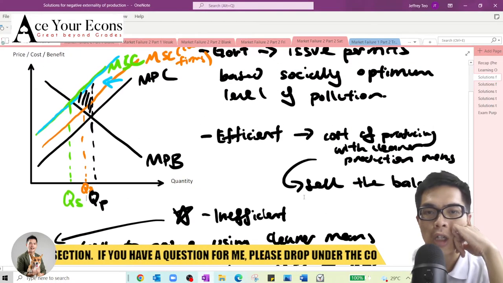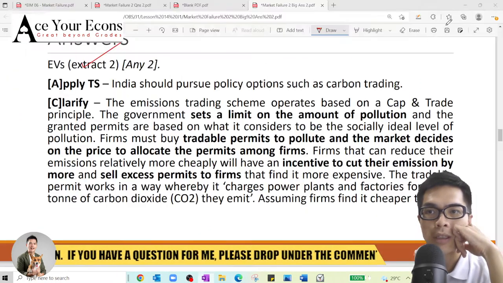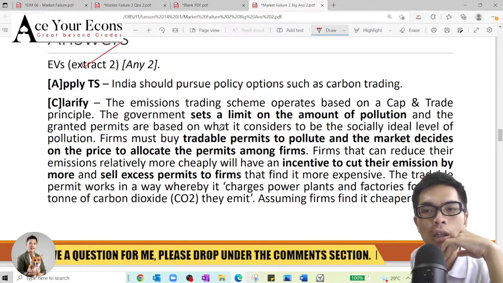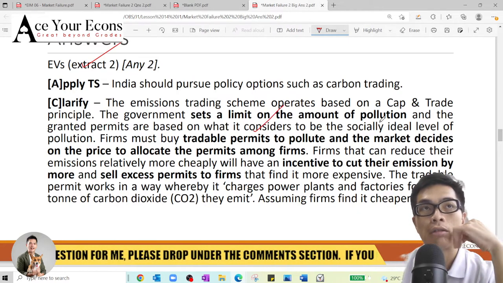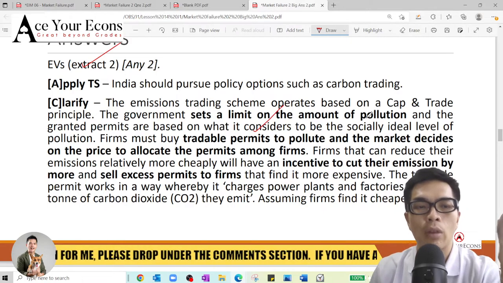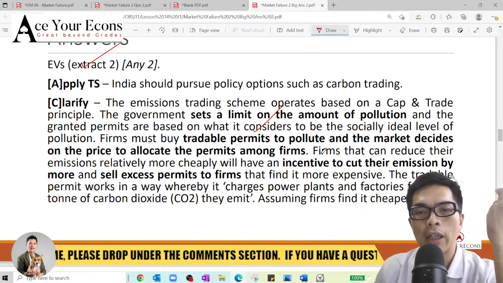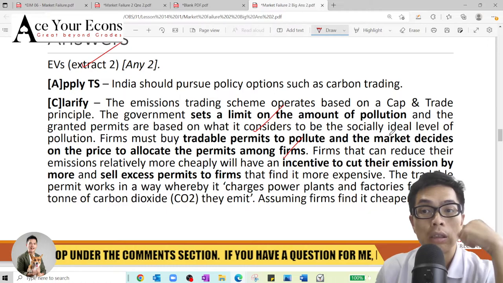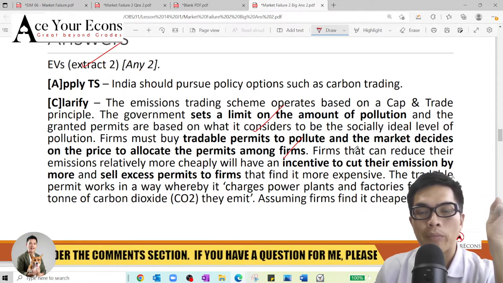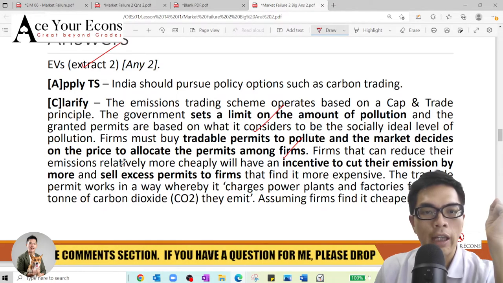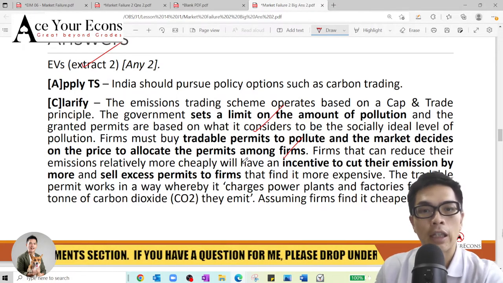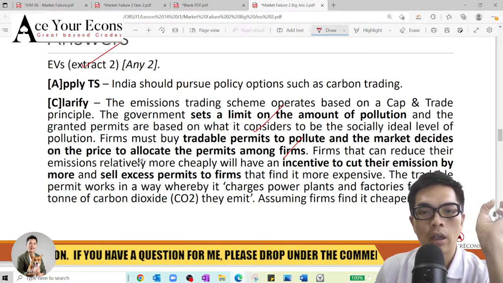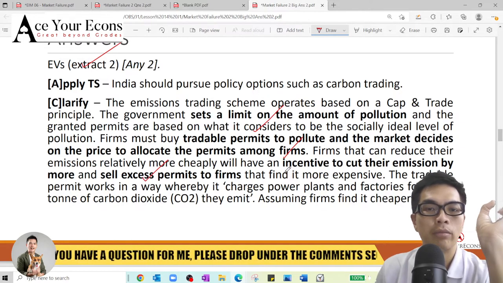Remember the part about tradable permits? Let's tally them in words. Number one, the government will set a limit on the amount of pollution, and based on the amount of pollution, they will release the ideal amount of permits to pollute. Firms must acquire the permits to pollute, and the market decides on the price to allocate the permits among firms. Firms that can reduce their emission more cheaply, by investing in cleaner production means, will have the incentive to cut their emission, and they'll sell excess permits to firms.